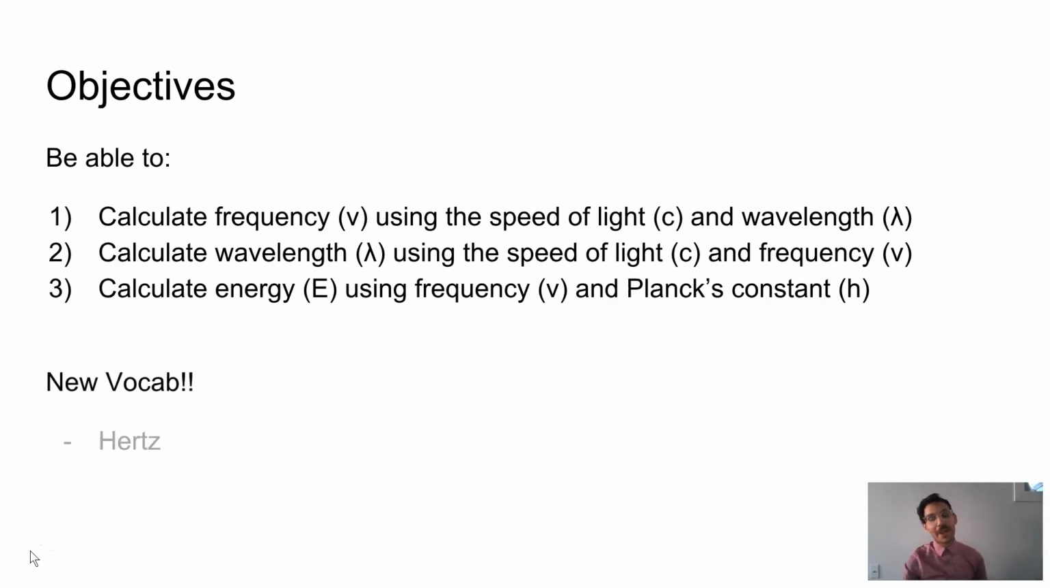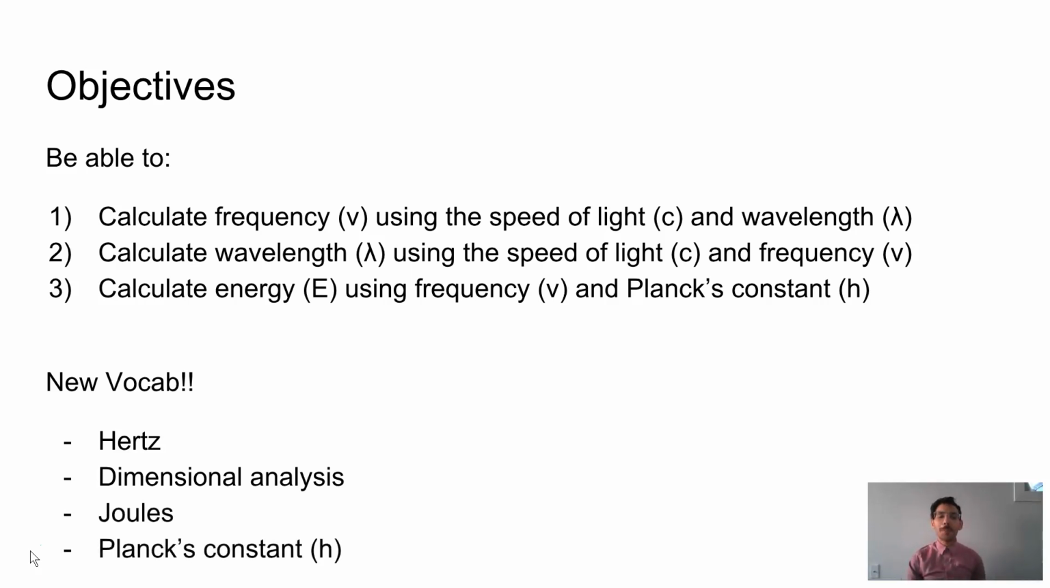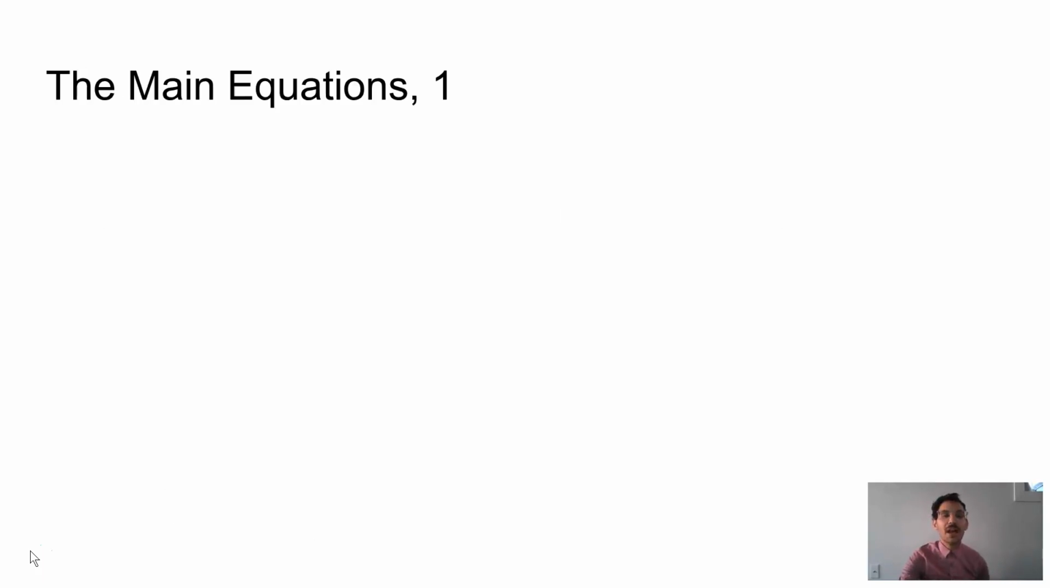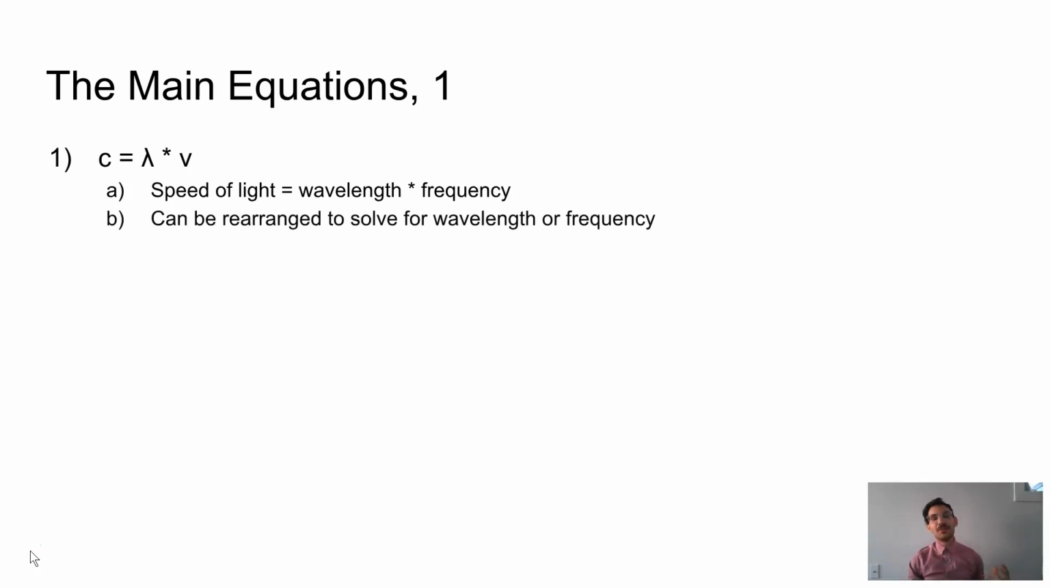And I want to do some new vocab stuff like hertz, dimensional analysis, which we've already talked about actually, and joules will be coming up, and also Planck's constant, my dude Planck. Main equations we're going to use, there's really two main equations, and we'll get started with the first. The first is c equals lambda times nu. Speed of light equals frequency times wavelength. We've seen this before, but we're actually going to use it to do some math now.